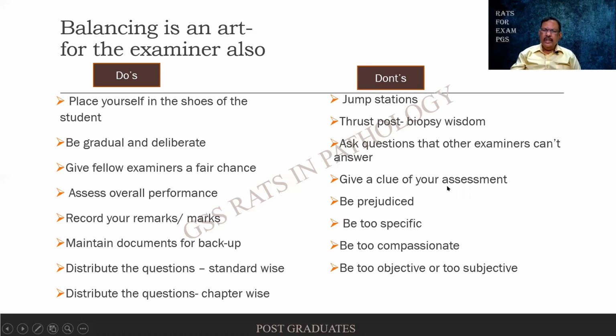You should not actually give a clue regarding the assessment. Saying 'You're doing well, fine, keep it up,' etc., should not be done. They should not be prejudiced, be too specific or too compassionate also. Saying 'Don't worry, it is a problem for all' should not be said. And they should not be too objective or too subjective. These are all certain things for the examiners.